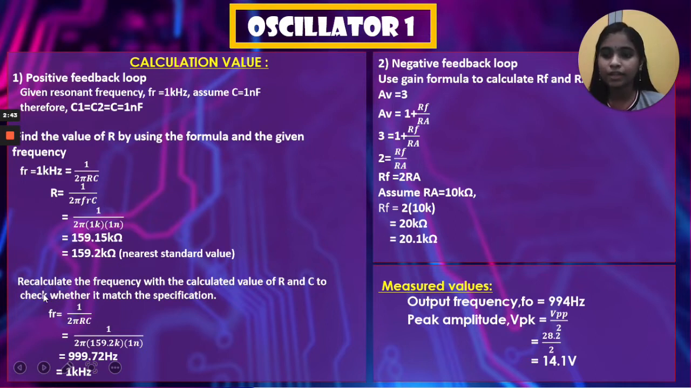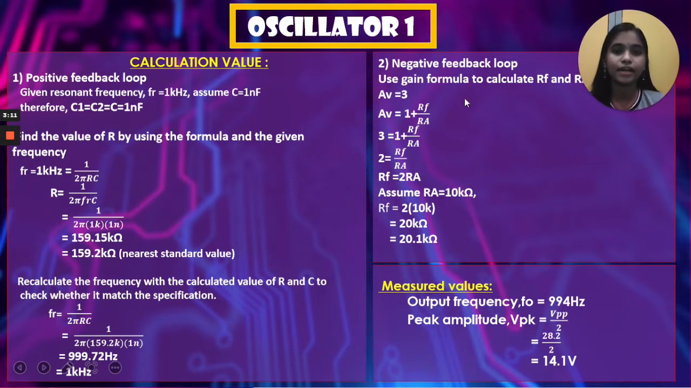Then we recalculate the frequency with the calculated value of R and C to check whether it matches the specification. Fr equal 1 over 2 pi RC equal 1 over 2 pi times 159.2 kilo times 1 nano equal 999.72 Hz. The nearest value is 1 kilohertz.